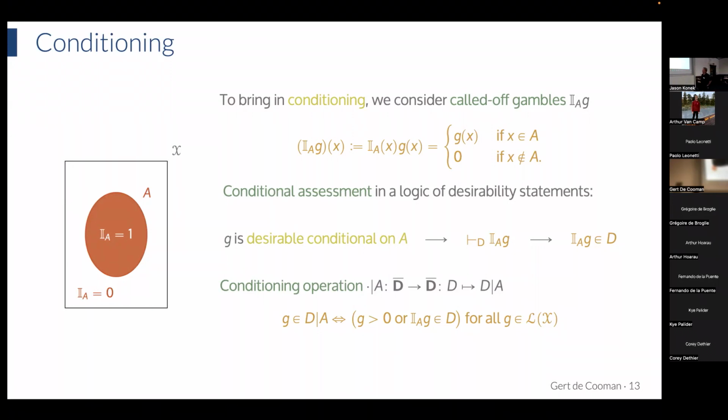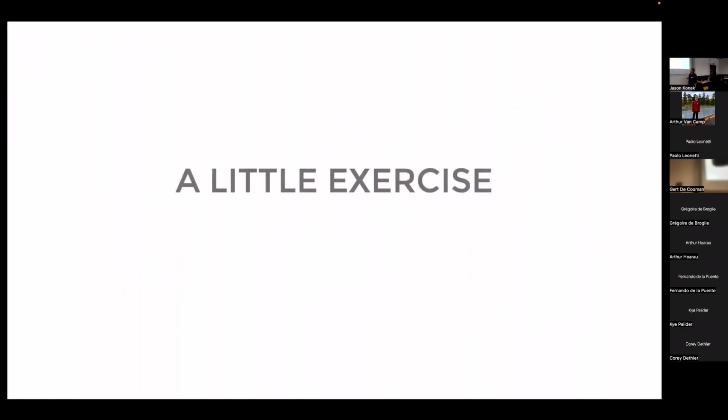So that is quite simple. Sorry. When you say called-off gamble desirable?